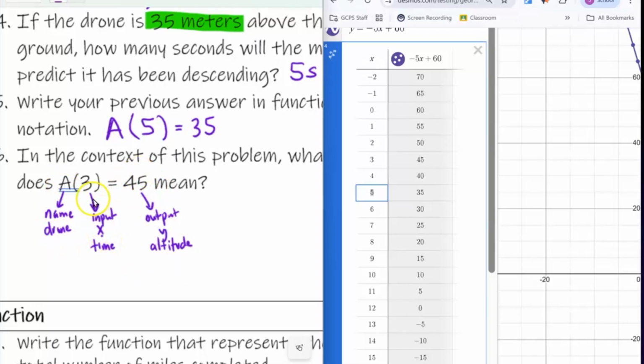Now I'm going to use a different order. After 3 seconds, so I started here, the drone was at an altitude of 45. See? Now let me try and start here. And my sentence can be choppy. It doesn't matter which one you use as long as you put all 3.